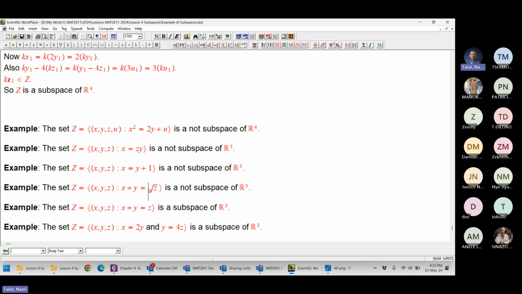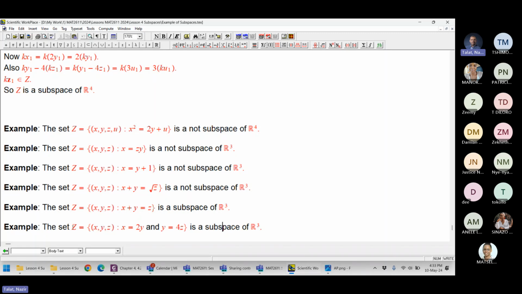Similarly, if you take a square root of that, then it will never become a subspace. If x plus y equals z, then such a set will become a subspace of R cube. And similarly, if you have a set Z, a collection of all (x, y, z) where x equals 2y and y equals 4z, then this set will become a subspace.